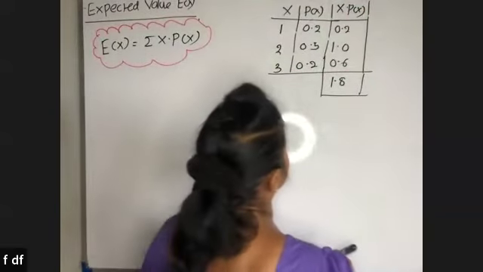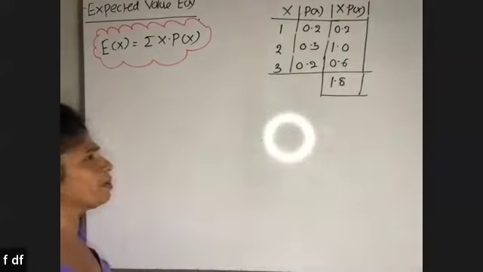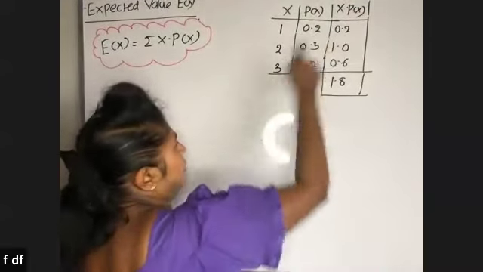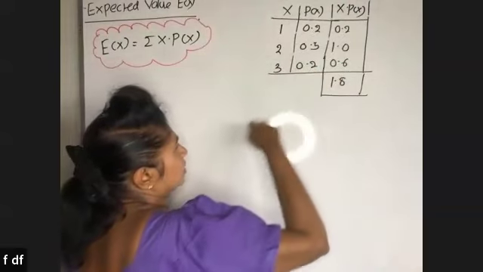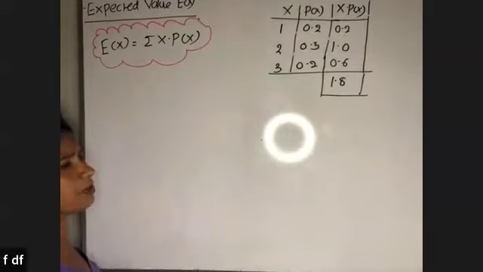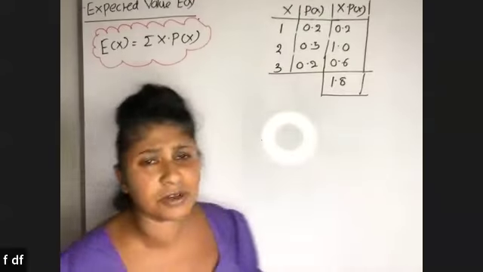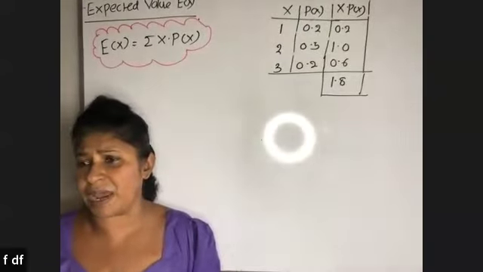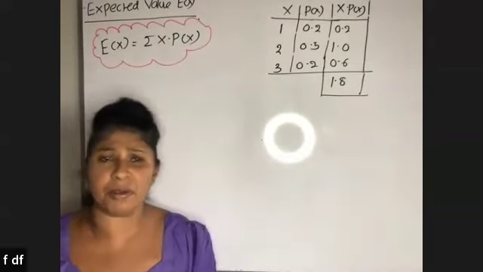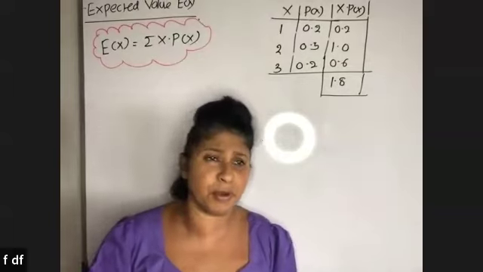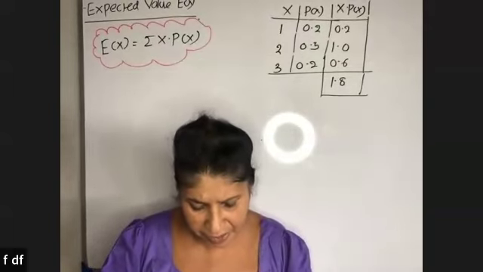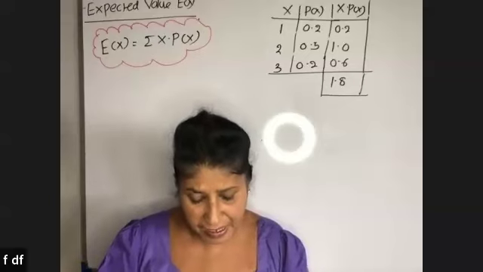So the expected value is 1.8. We multiplied the probability by its respective random variable: 1 into 0.2 is 0.2, 2 into 0.5 is 1, 3 into 0.2 is 0.6. That is your expected value, 1.8. The expected value is the mean of a discrete probability distribution and can be computed using this formula. Now look at the variance.